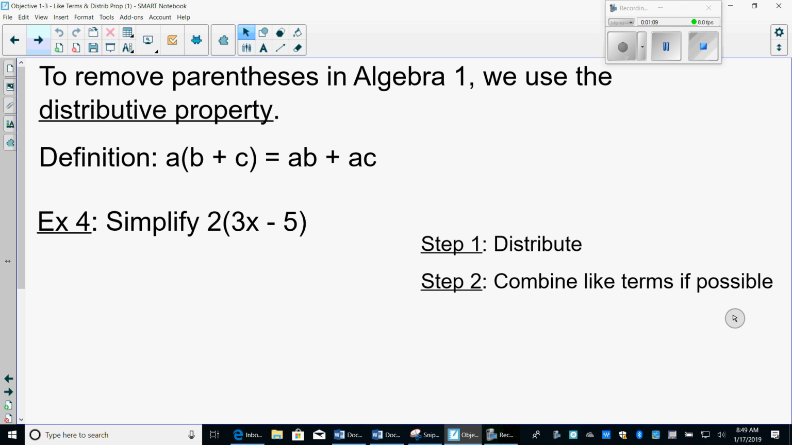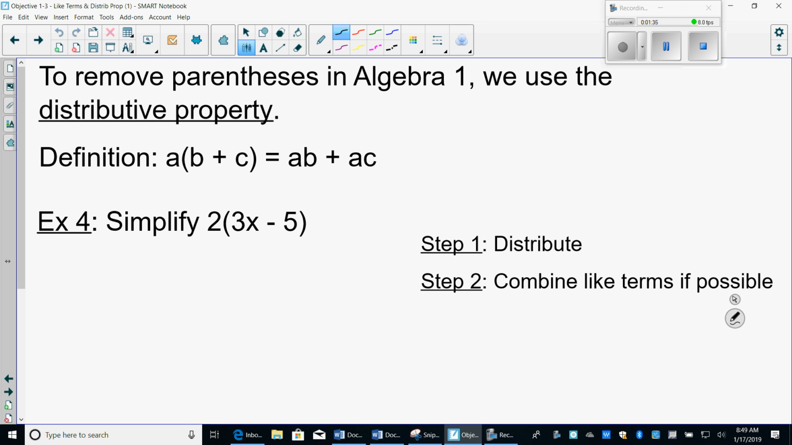So let's start on example 4. We're going to talk about what do I do when I have a set of parentheses. Okay, go for it. Multiply 2 times 3x. Very good. And 2 times a. Very good. So you're going to distribute what's on the outside.